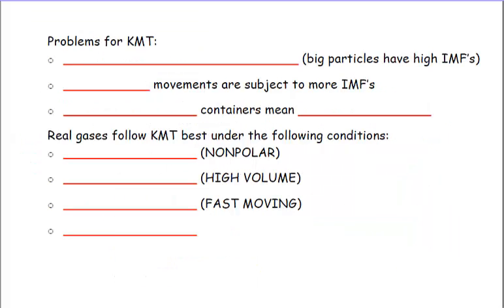Okay, so there are problems for the KMT. Now remember we said that the assumption is that their size is so small that it's negligible. So the problem is if we have something that has large molecules or atoms, that's going to present a problem. Okay, because big particles have high intermolecular forces. Also, we talk about their speed. Okay, and slow movements are subject to more IMFs. So that's going to be another problem for us, molecules that are slow moving.